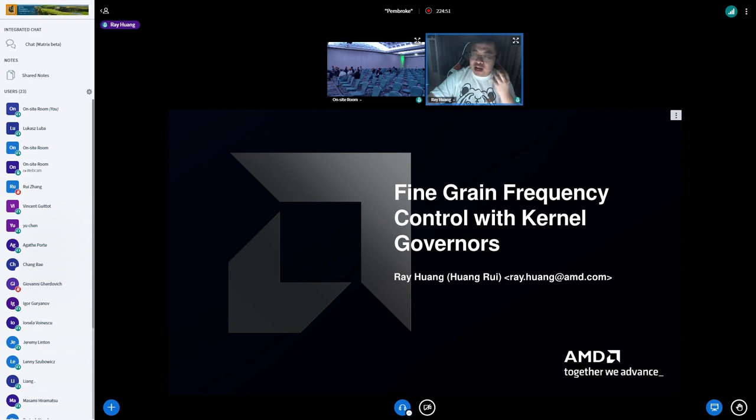The traditional kernel governors, such as ondemand and schedutil, may not be suitable for the fine-grained frequency control in our platforms. So because there were about 166.